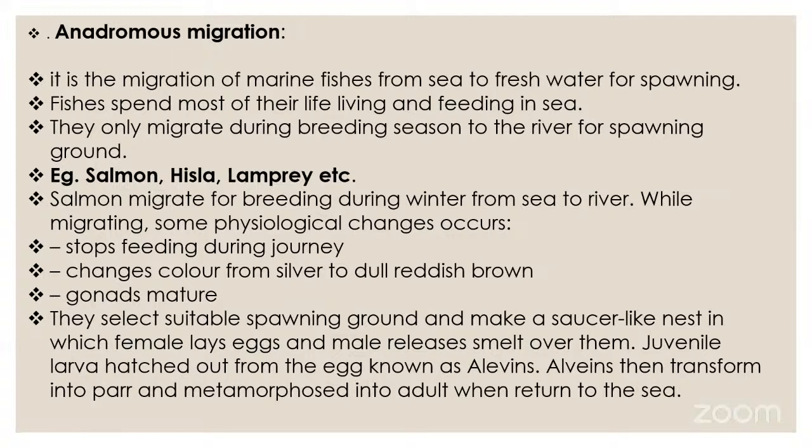Then, their gonads mature, and they select a suitable spawning ground and make a saucer-like nest in which the female lays eggs and the male releases smelt over them. So juvenile larvae hatch out from the egg, known as alevins. These alevins then transform into parr and metamorphose into adults when they return to the sea.